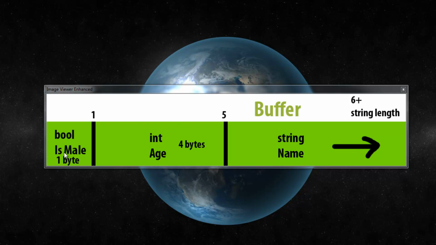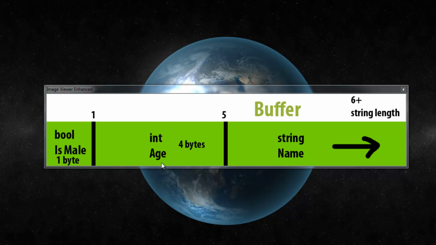This is the person object, and the first property of the person is a boolean, and it denotes whether or not the person is male. And this boolean is 1 byte in length. The second property is the age, which is 4 bytes in length and is a 32-bit integer. And the third property is of various length, and it's a string that denotes the name of the person.